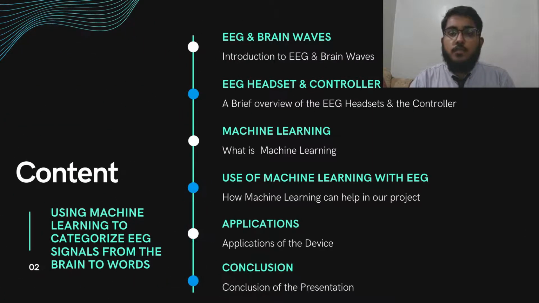So here's the list of content of our today's presentation. I would be explaining to you the concept of EEG and brain waves. Then we will head toward how we can capture these brain waves through EEG headsets and process them with the help of a controller. After that, Mr. Asadullah would tell us about what is machine learning and how we can use that in our project. Afterwards, Mr. Zain will be introducing some mesmerizing applications of the project.